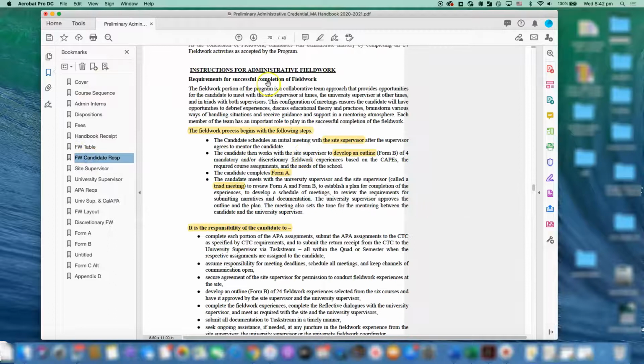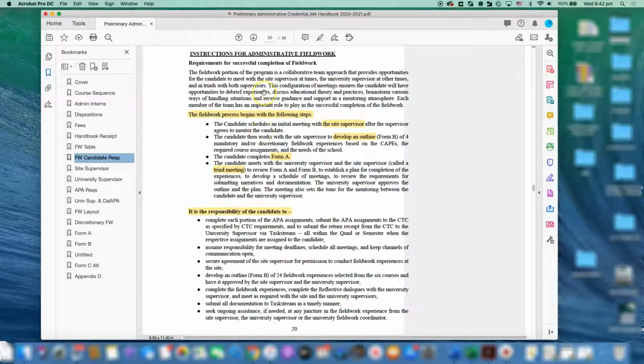So let's get to your responsibilities as a candidate. Administrative fieldwork requires a lot of time and organization, and it requires your input and obviously your focus and your complete attention to what you're going to do. It's a big process, but it's a very fun process.